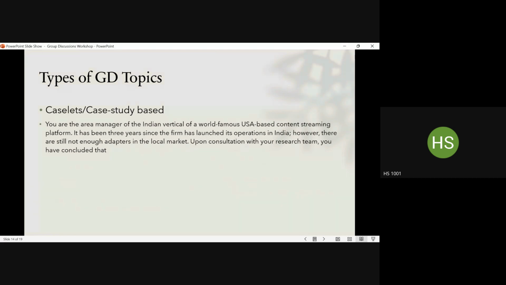In addition to the kinds of GD topics that we discussed yesterday, there is another kind known as a case study based topic or a caselet, a case based topic.